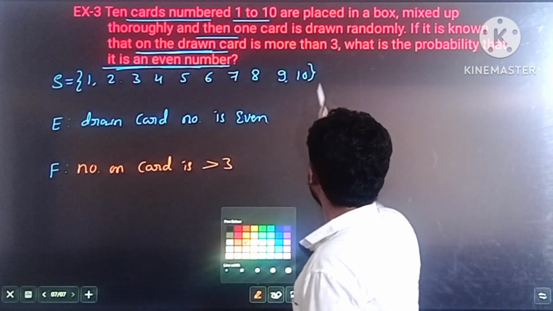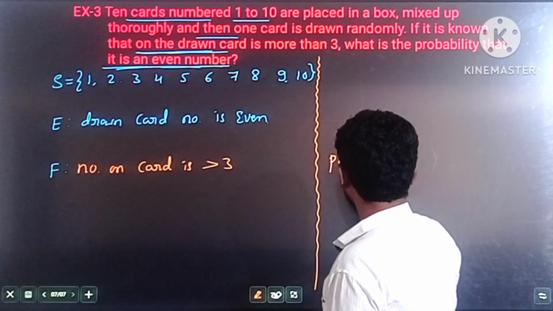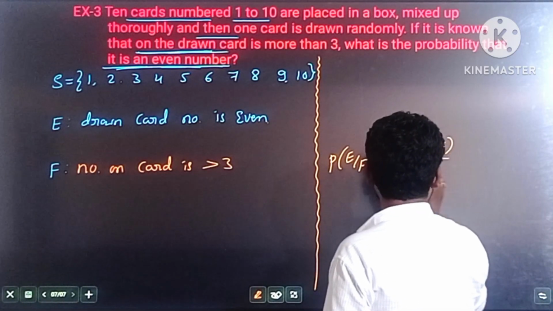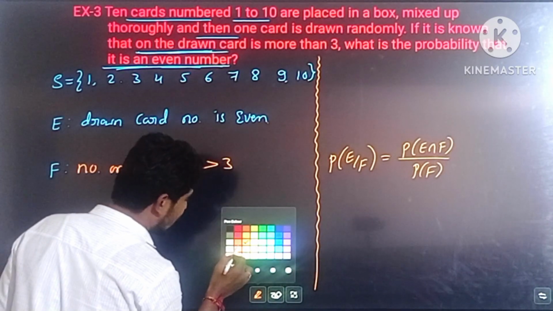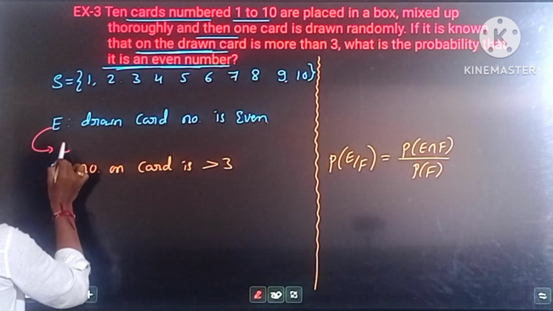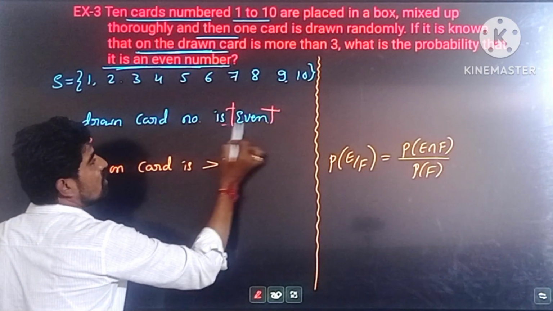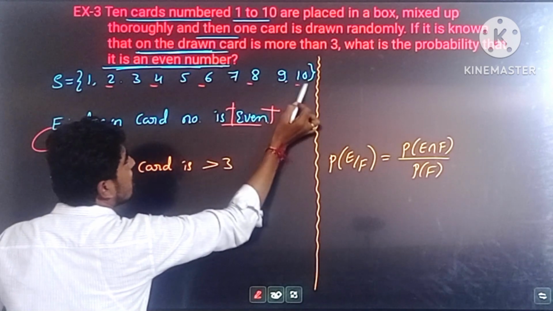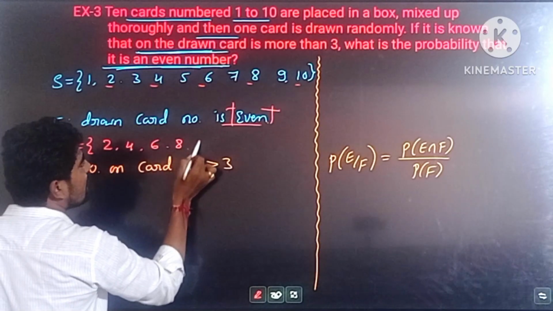And we know the formula: probability of E by F is equal to probability of E intersection F divided by probability of F. So to calculate the probability of F, write the outcomes of the event F, and to calculate the probability of E, write the outcomes of the event E. The outcomes of the event E: the drawn card number is even. How many even numbers exist on the cards? 2, 4, 6, 8, and 10. These are the possible outcomes.